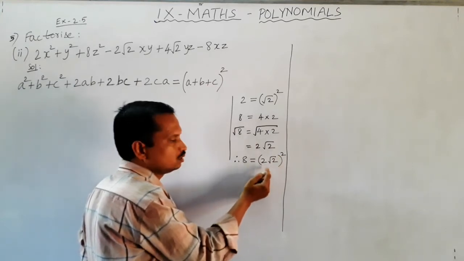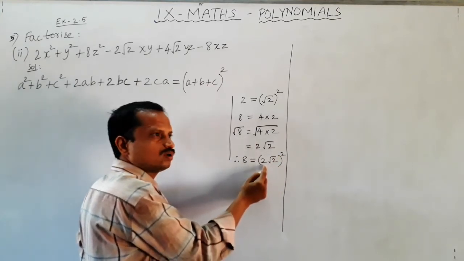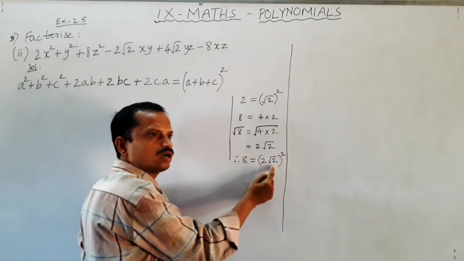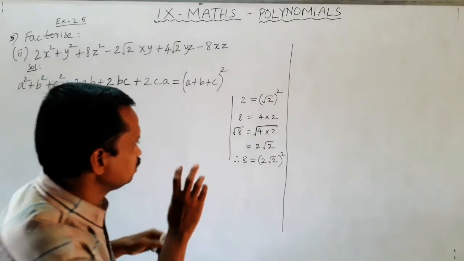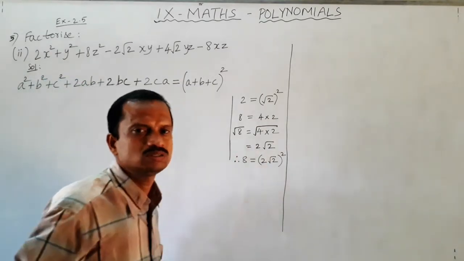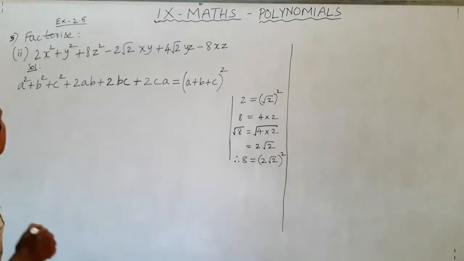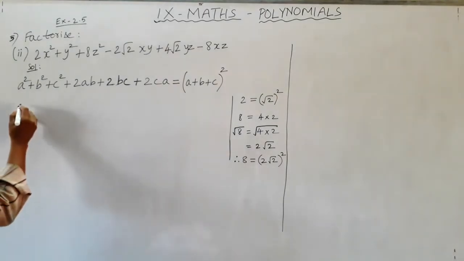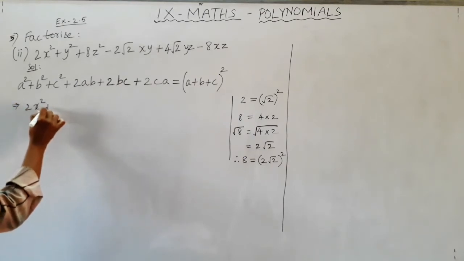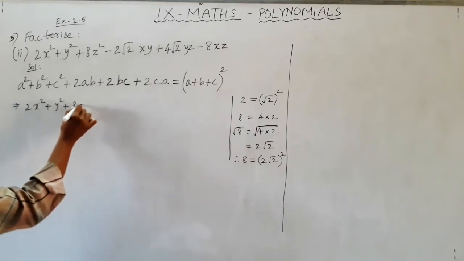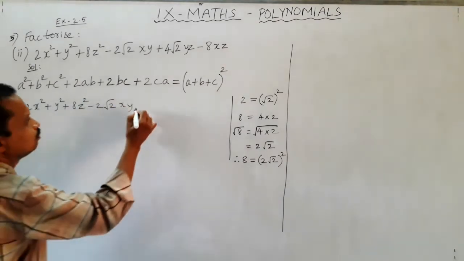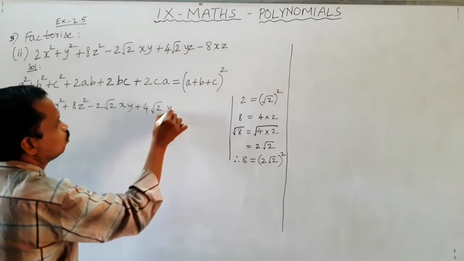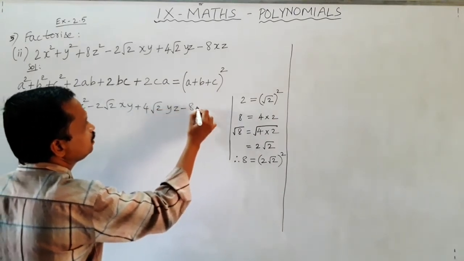Just we apply square for checking. If you apply square for 2, you get 4. And if you apply square for root 2, you get 2. So 4 into 2, 8. Clear? So like that, a change is needed here to solve this problem. And now coming to the question, I am writing 2x square plus y square plus 8z square minus 2 root 2 xy plus 4 root 2 yz minus 8xz.